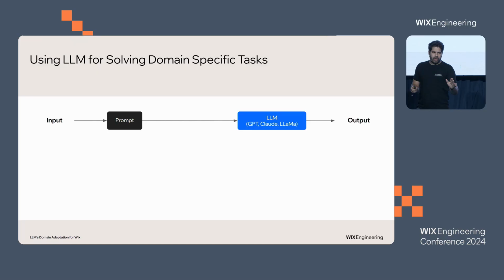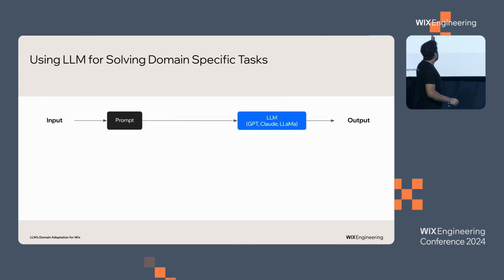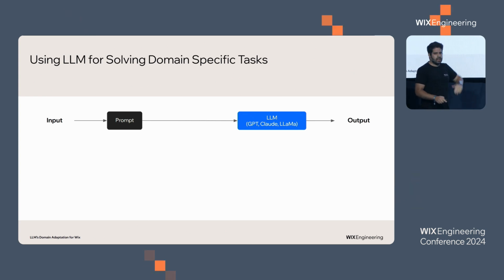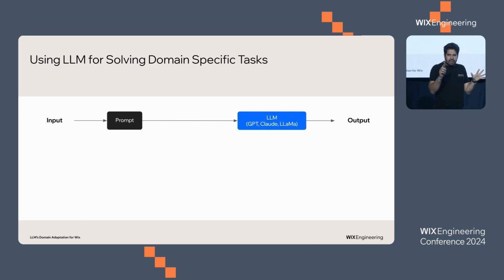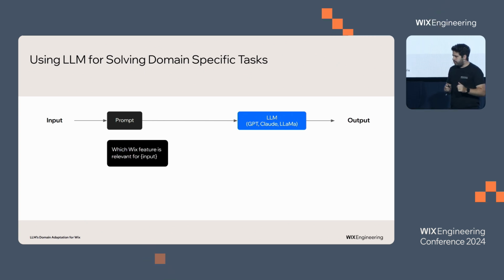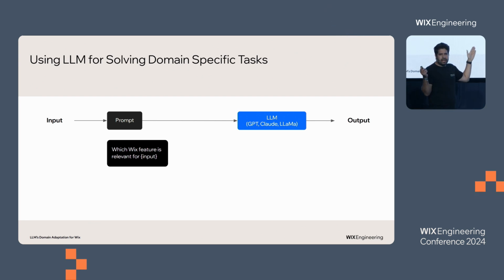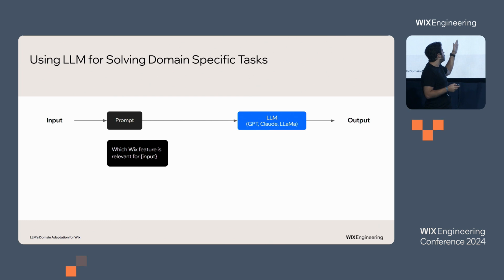Assuming most of you are customizing LLMs using prompts, okay? So we have a prompt that we pass into an LLM, and we hope to get a certain output. Now let's take a Wix use case. A cool example is, for example, you want, given some user input or any kind of input, to understand which Wix feature it's relevant for.